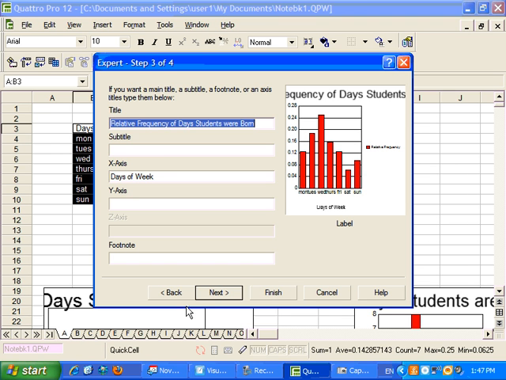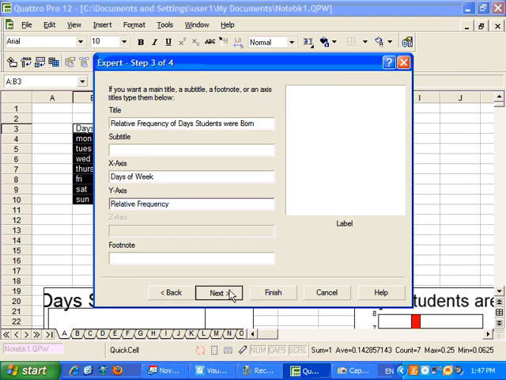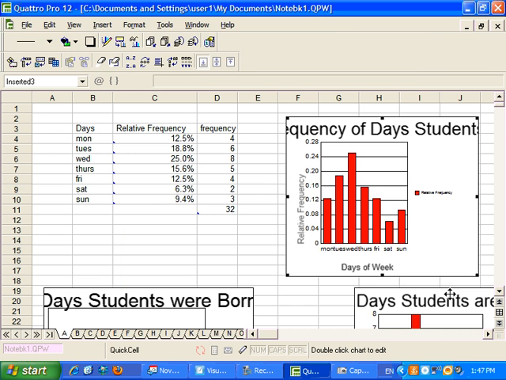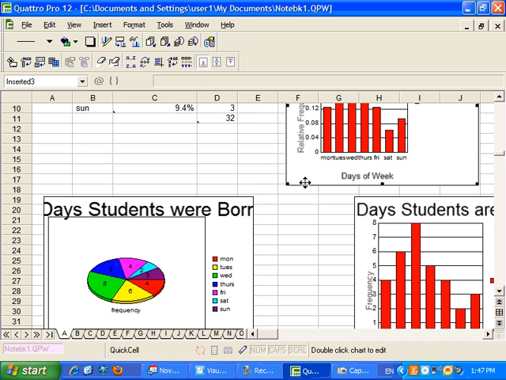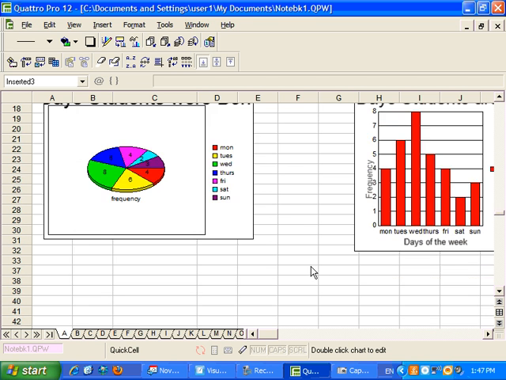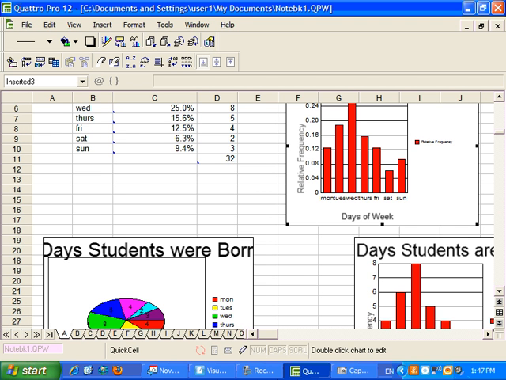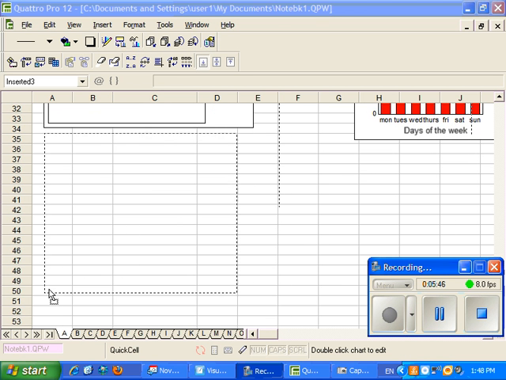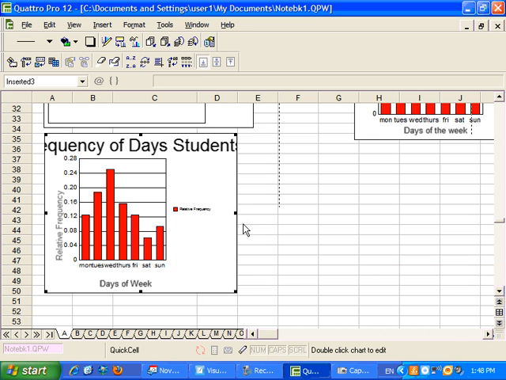And I have to go back because I hit enter instead of tab, and then y-axis is relative frequency. And we hit next and finish, create my graph, and there it is. And I'll just move this down, bit of a lesson in spreadsheet tidiness. So there we go. So there is our frequency.